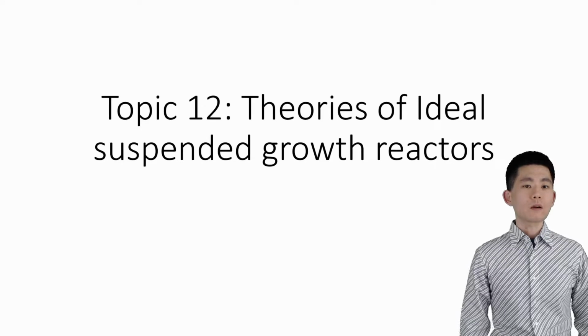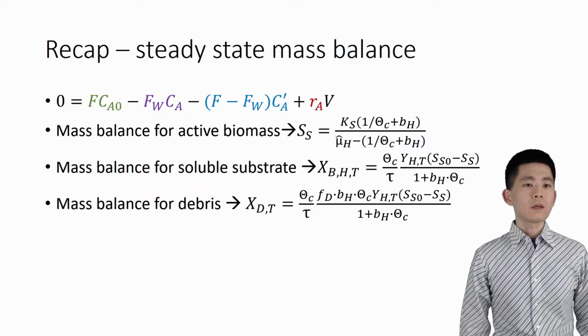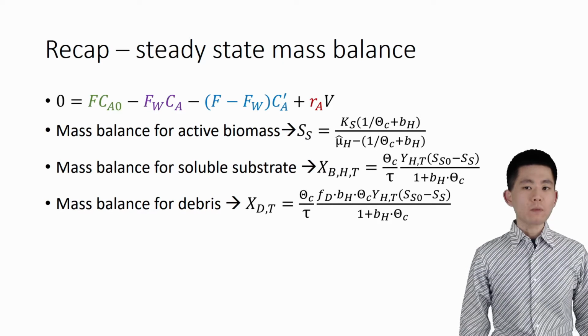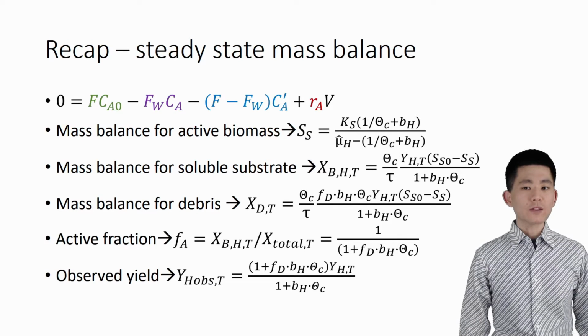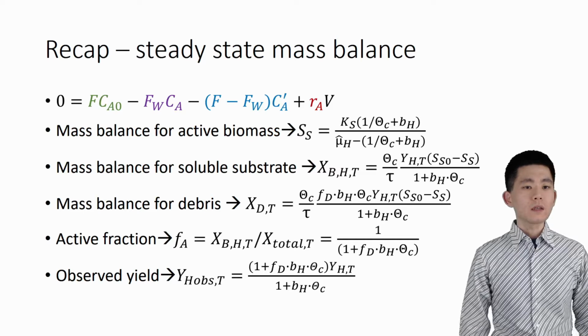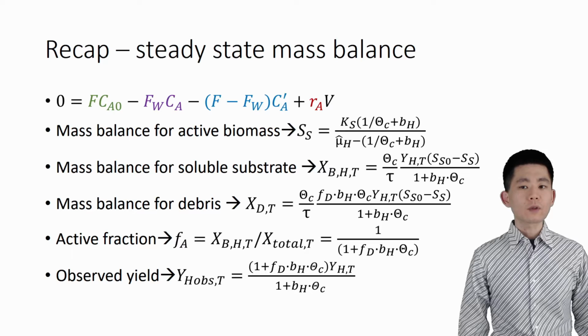Let's continue with our lecture on suspended growth reactors. In the last class, we covered the mass balances of active biomass, soluble substrate, and debris for the biomass separator configuration. We also introduced active fraction and calculated the observed yield. In this class, we will see how these results can be utilized for reactor design.